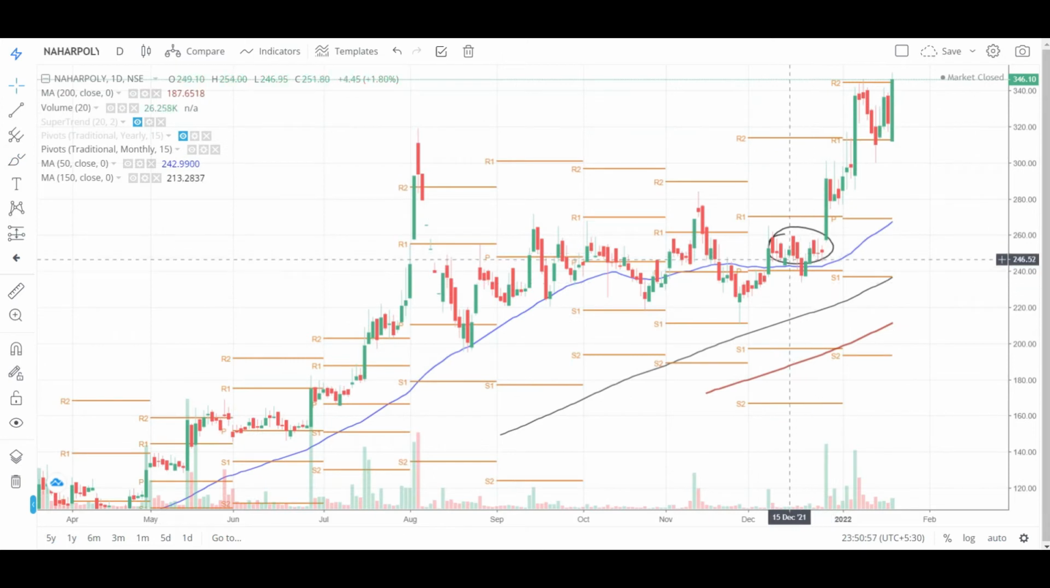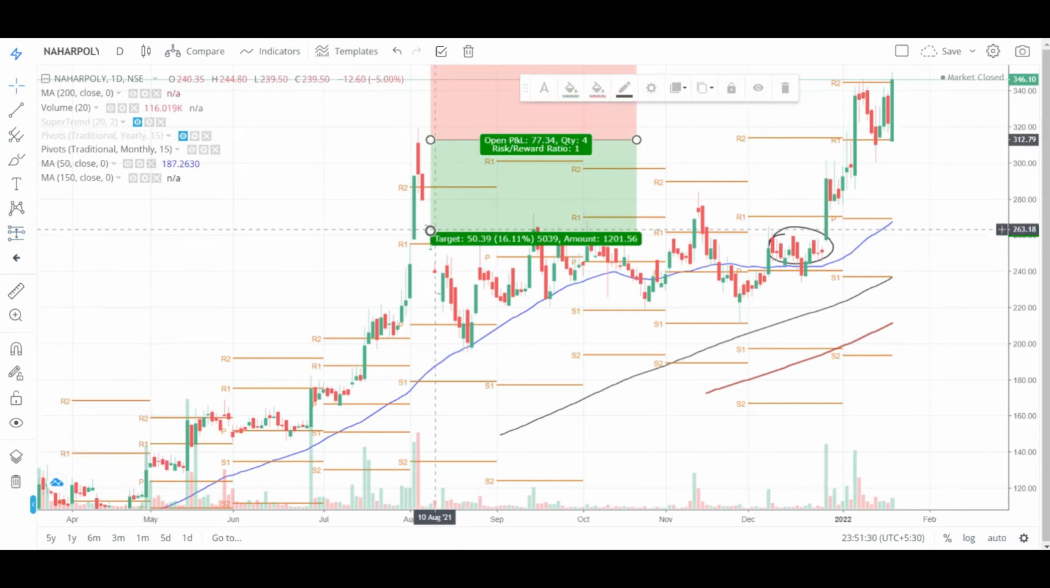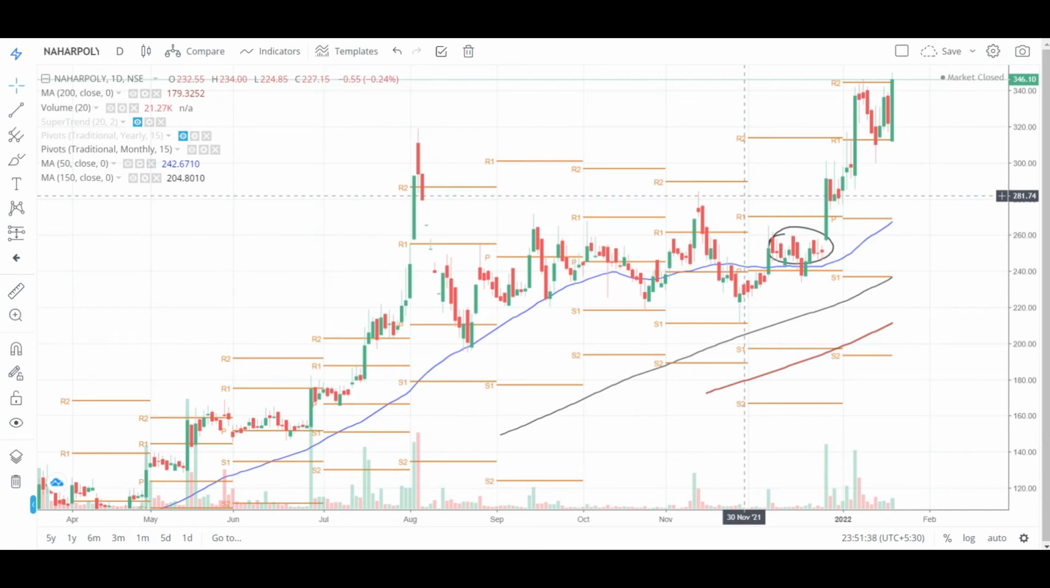Also observe that during this period, except this 20 December, the closing price was always above the monthly pivot. So Nahar Poly also satisfies the monthly pivot criteria. Now from the recent top, the price was within a 25% range. So you can see that Nahar Poly satisfies the trend template criteria. If you have used the trend template screener, then Nahar Poly would have been shown in your list of stocks.